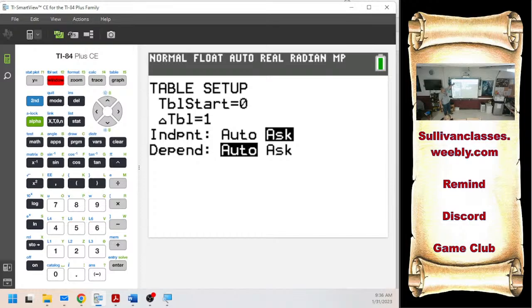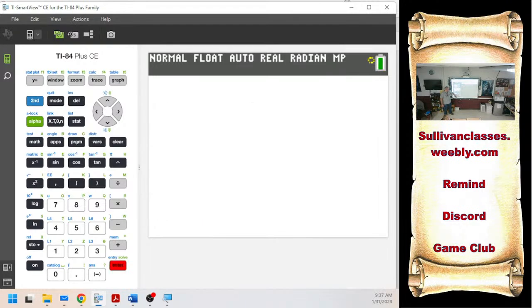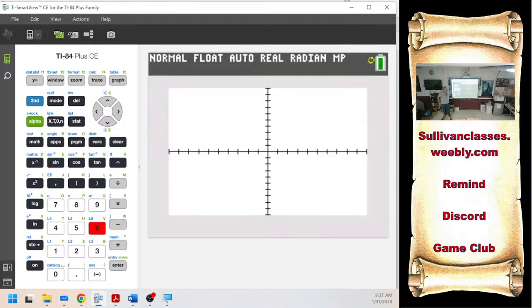Instead, how about I get the graph for this? Just go and hit graph. I'm going to turn my stat plots on. I still got stuff from yesterday in here. Okay. So if I go to a typical graph, it's thinking, it's thinking, it's thinking, and I get what looks like just a vertical line.